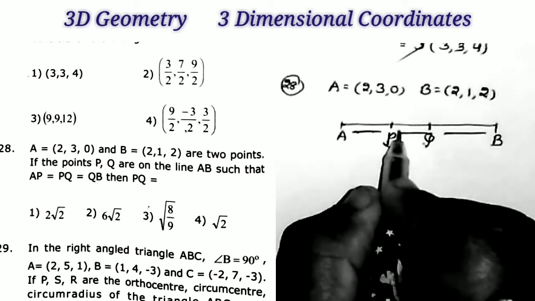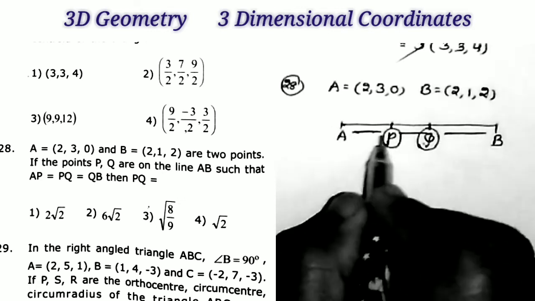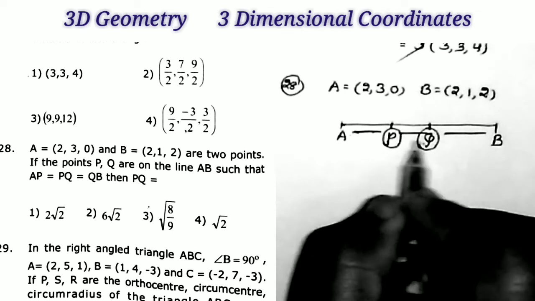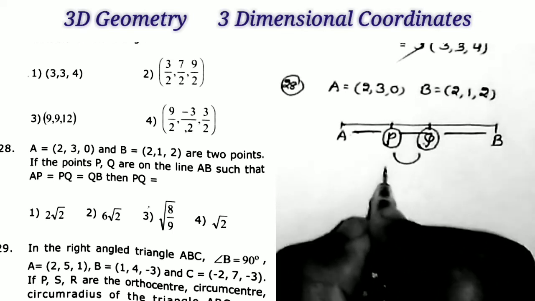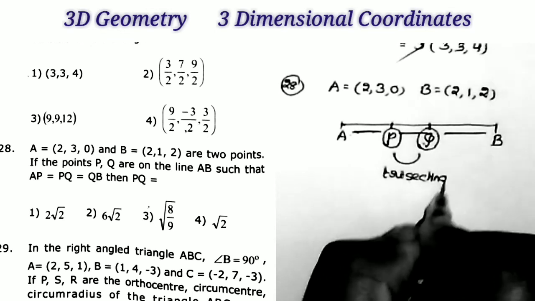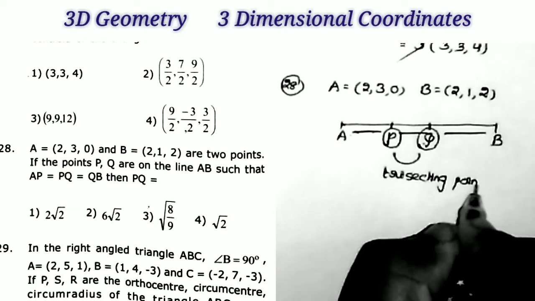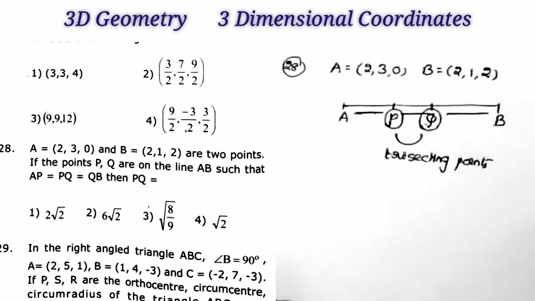Now what are these 2 points? The points P, Q divide the total line segment into 3 equal parts: AP is equal to PQ is equal to QB. Then these 2 points are nothing but the trisecting points, the points of trisection. The trisecting points means the 2 points which divide the total line segment into 3 equal parts.